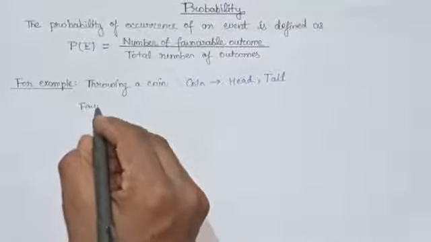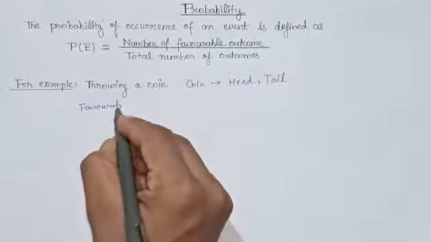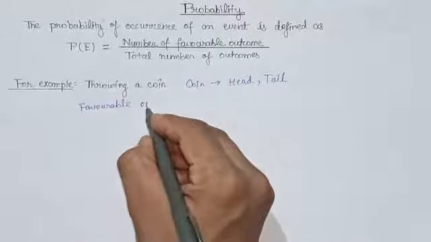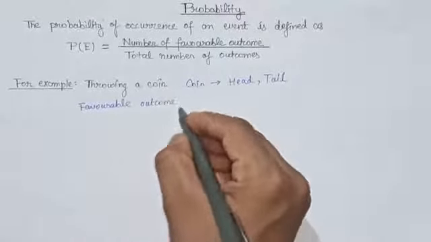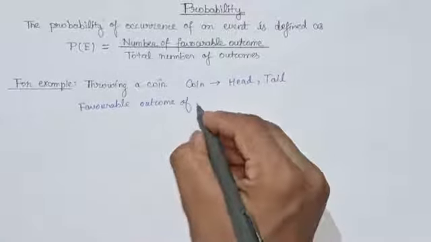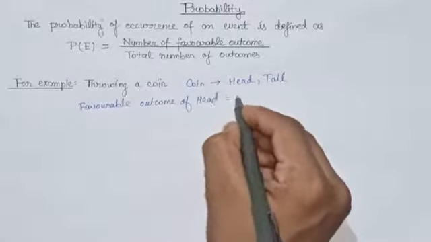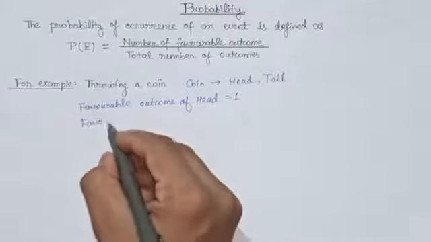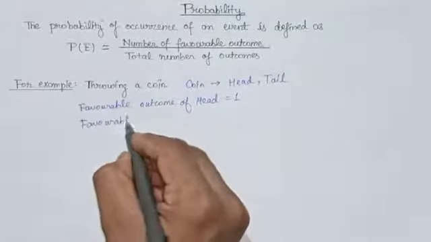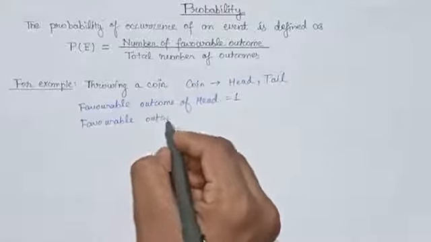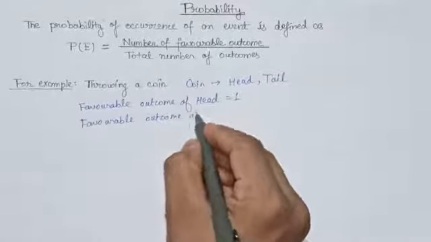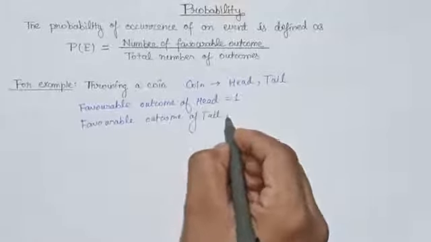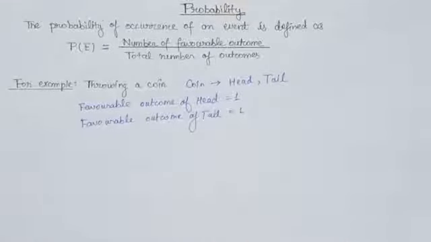favorable outcome of head is equals to 1, and in the same way favorable outcome of tail is also equals to 1.